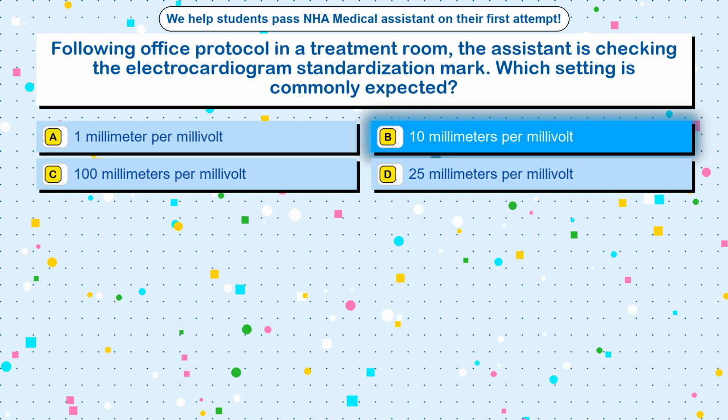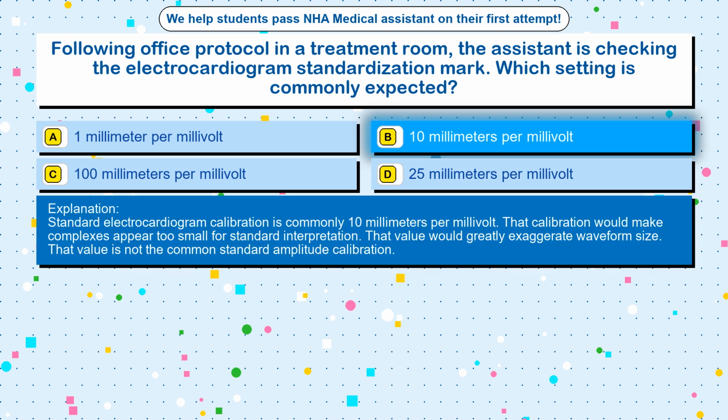The correct answer is option B, 10 mm per millivolt. Standard electrocardiogram calibration is commonly 10 mm per millivolt. That calibration would make complexes appear too small for standard interpretation. That value would greatly exaggerate waveform size. That value is not the common standard amplitude calibration.